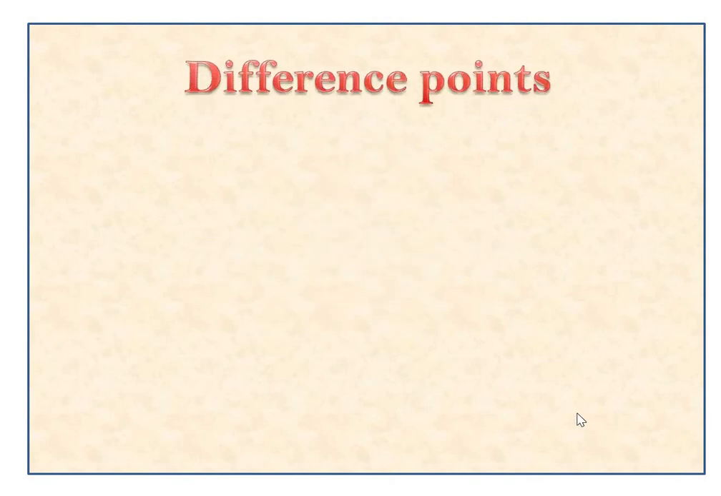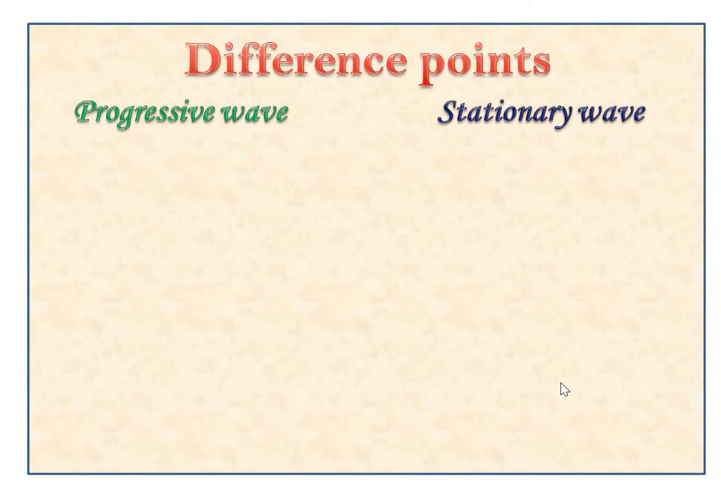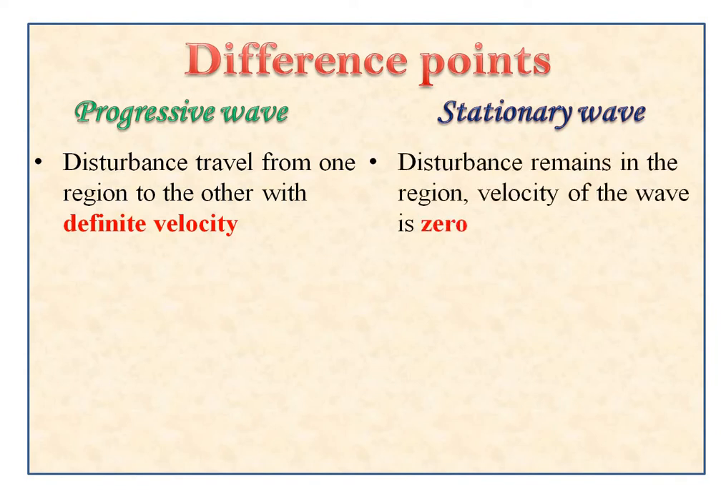The next point of today's video is the difference point. That means the difference between progressive waves and stationary waves or standing waves. Let's see what the difference points between these two waves are. The first point is, in a progressive wave, disturbance travels from one region to another region with definite velocity. That means a progressive wave possesses definite velocity. In stationary waves, as we know, the disturbance remains in the region, the velocity of the wave is 0. It is called a standing wave.